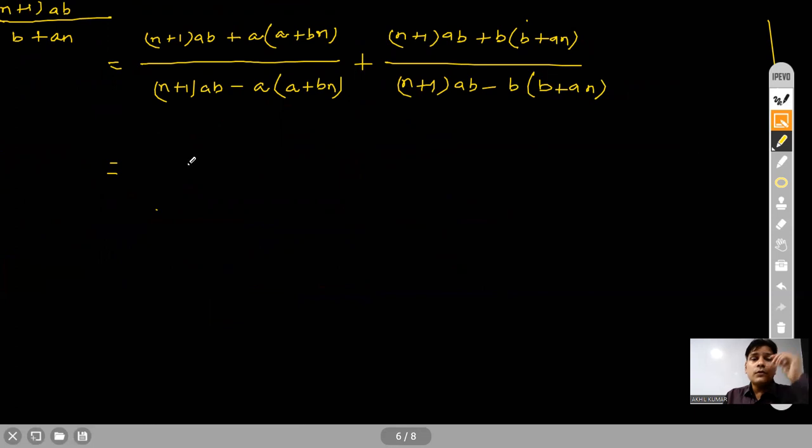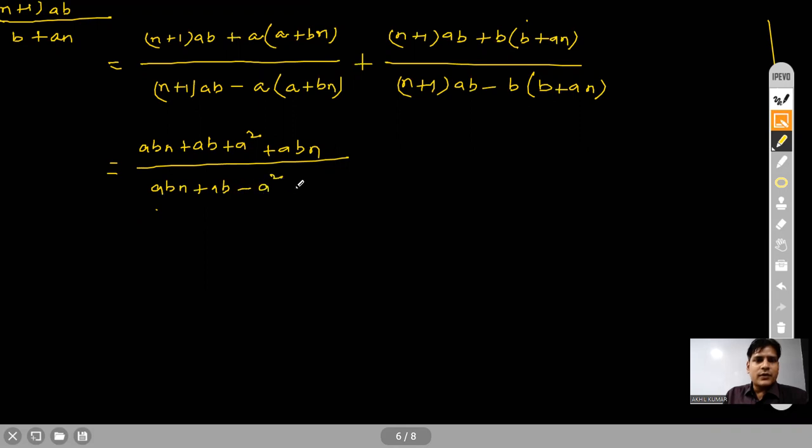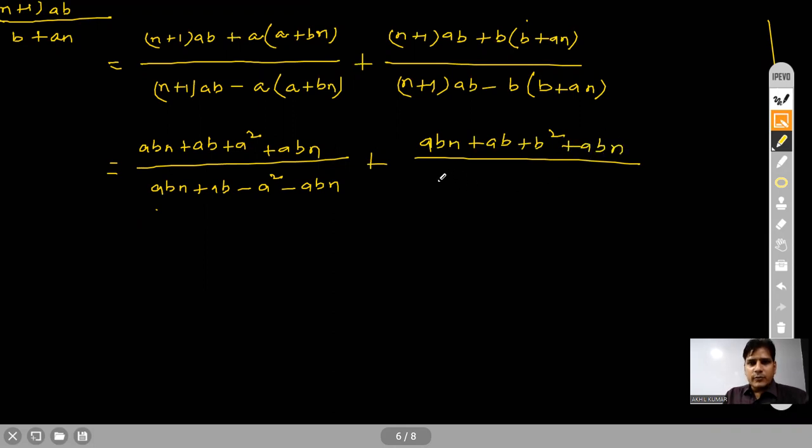So what can we do further? Simplifying further, let's open the bracket, it will be easier. It will be ABN plus AB plus A square plus ABN upon ABN plus AB minus A square and minus ABN. Similarly, this will become ABN plus AB plus B square plus ABN, and in the denominator it will be ABN plus AB minus B square and minus ABN. Okay. So this plus AB and minus AB will be cancelled. Similarly here also it will be cancelled.